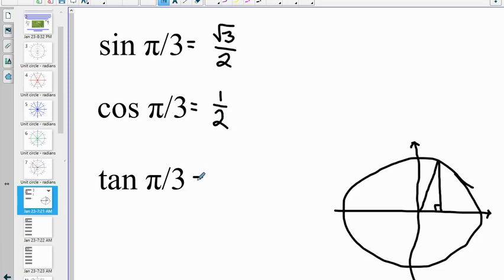And then finally, tangent is sine over cosine, vertical over horizontal, square root of 3 over 2 divided by 1/2. The 2's will end up canceling out, and we'll just end up with positive square root of 3.